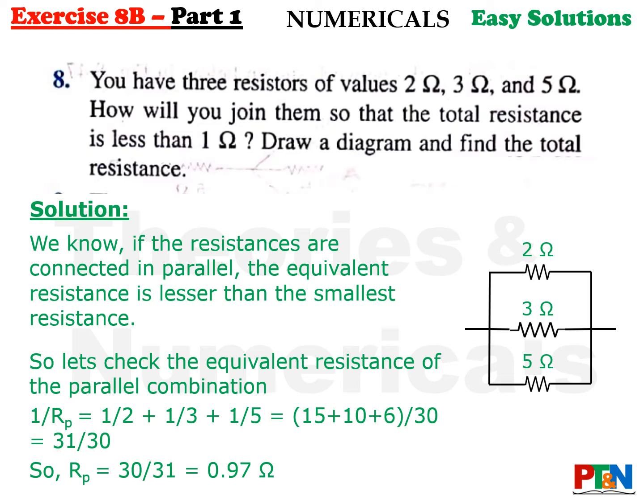So let's try parallel. Let's see what happens if we connect them in parallel. If we connect them in parallel, equivalent resistance Rp is given by 1 by Rp is equal to 1 by 2 plus 1 by 3 plus 1 by 5. Do the calculation, LCM and all. So what you find, Rp is 0.97 ohm. That means if you connect them in parallel, the equivalent resistance will be less than 1 ohm, which is required. So now draw the diagram the way it has been shown here.